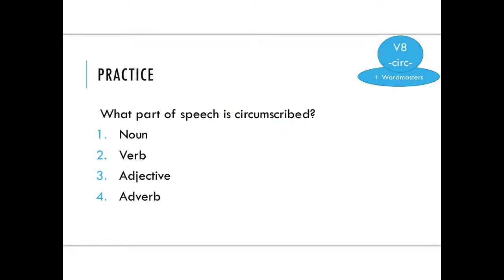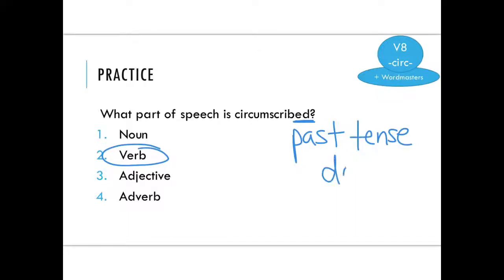What part of speech is circumscribed? Noun, verb, adjective, adverb. If you chose verb, you would be correct. A big clue for this one is that it ends with an ed. Typically, when we see the ending ed, it means that it has been done in the past tense. Things that were done in the past imply an action.